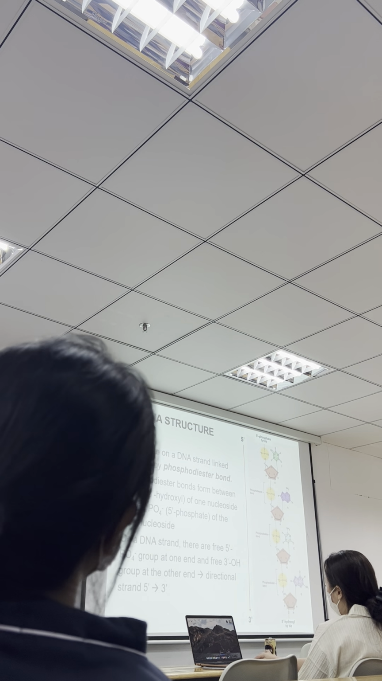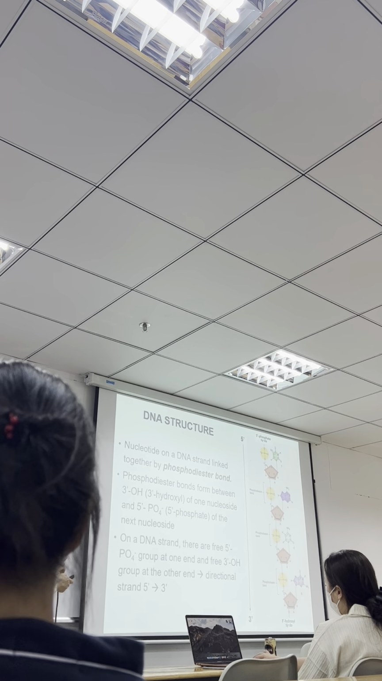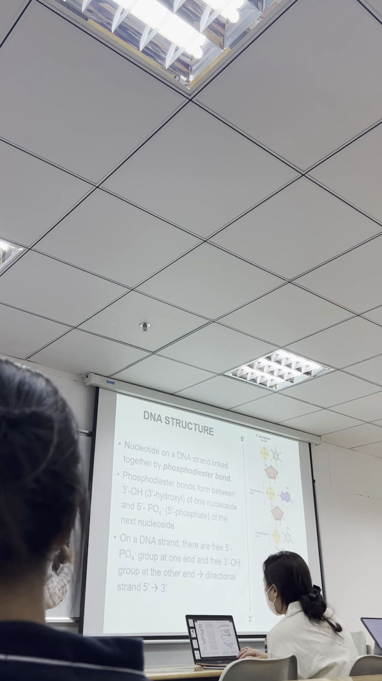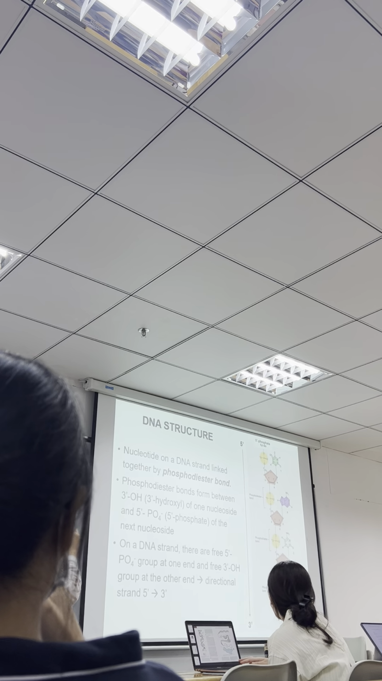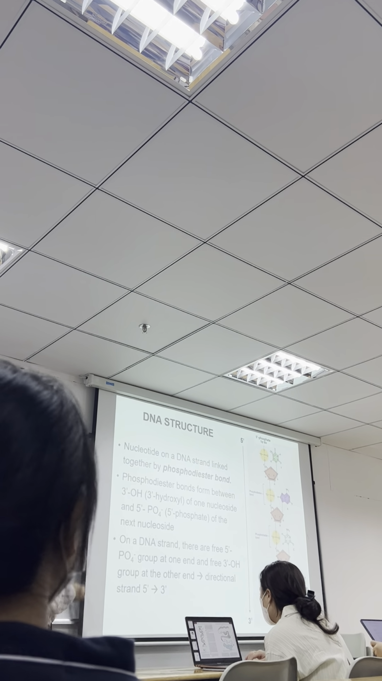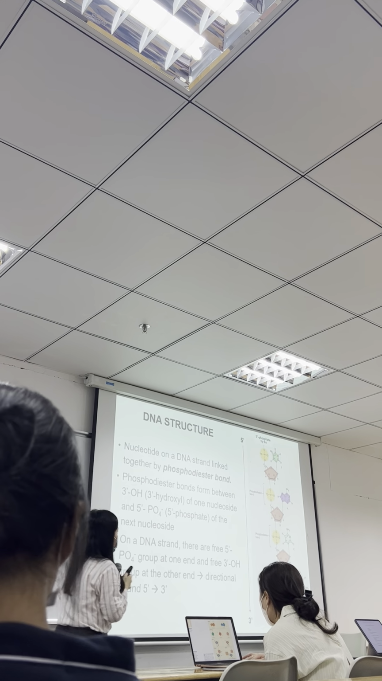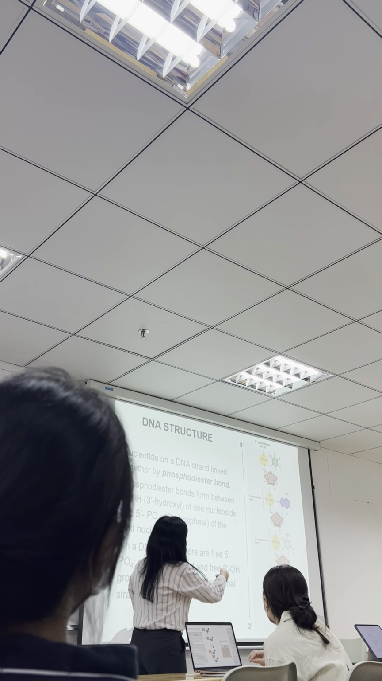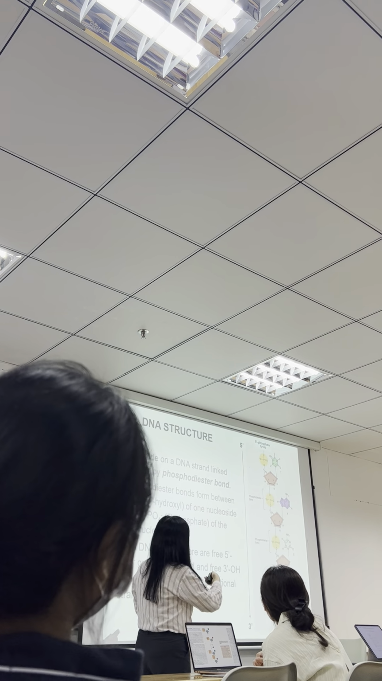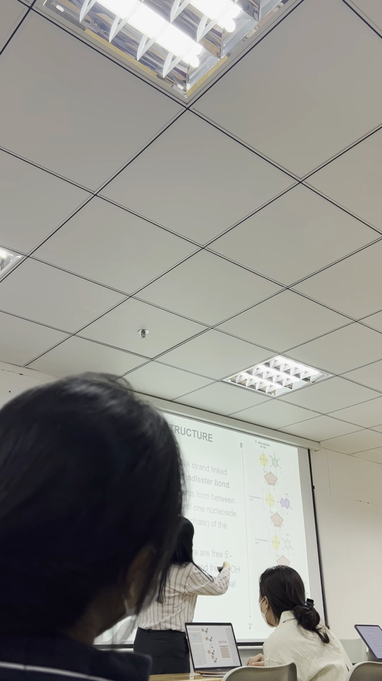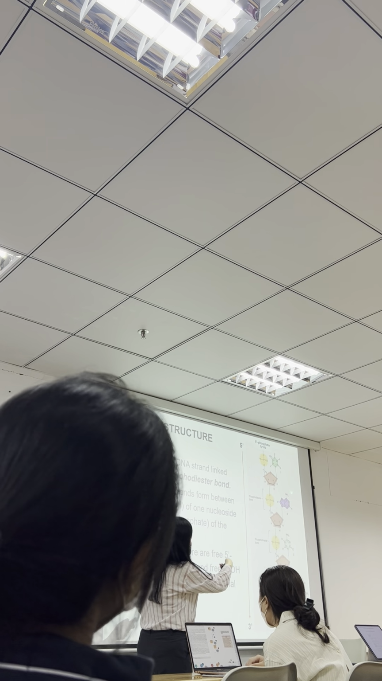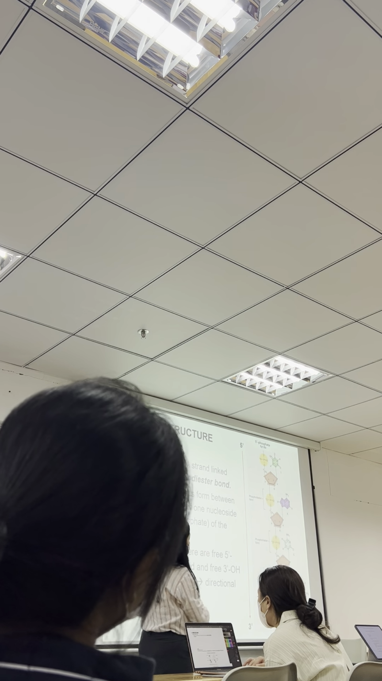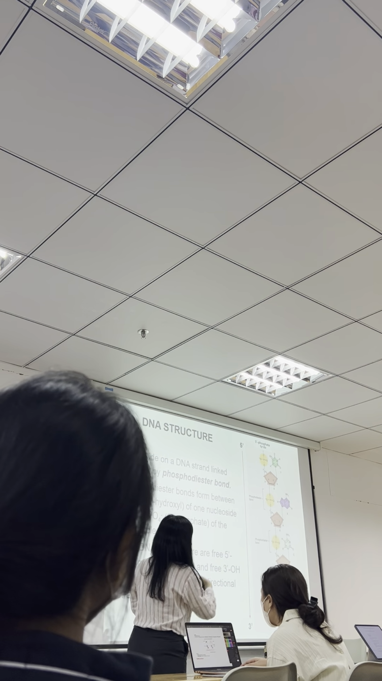So DNA is a double-stranded molecule. Nucleotides on a single DNA strand are linked together by phosphodiester bonds. The phosphodiester bond forms between the phosphate group and the hydroxyl group at the 3-prime carbon. This is the phosphodiester bond.